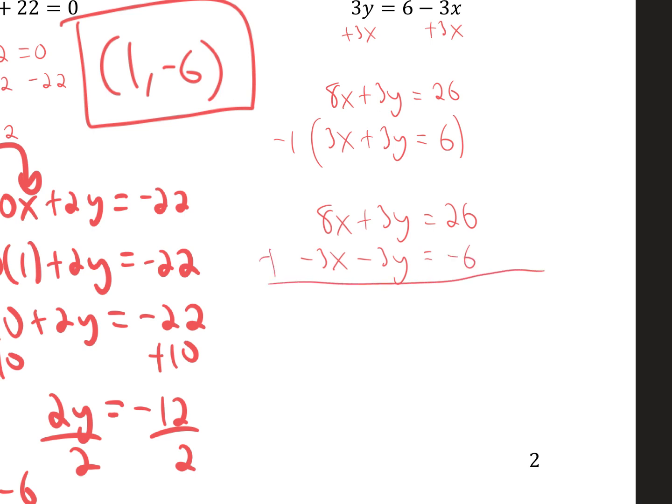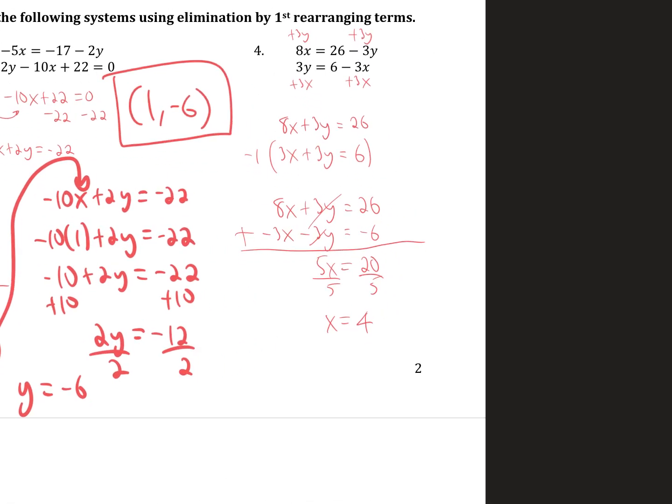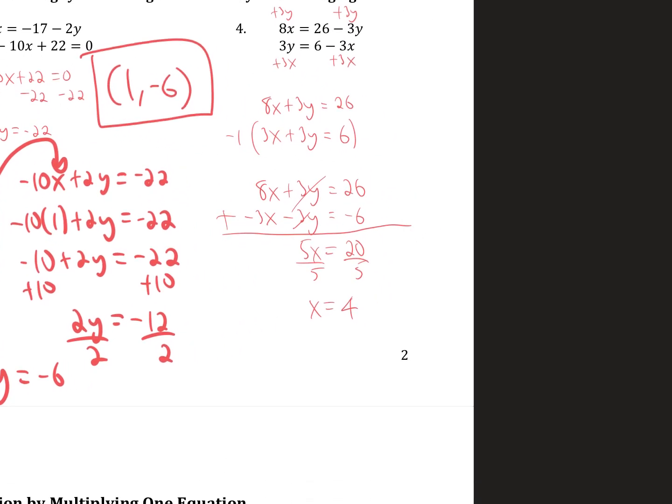Now we have opposites. We can add straight down. These are going to cancel or eliminate. 8x minus 3x is 5x equals what? 20. Divided by 5. We get x equals 20 divided by 5, which is 4. Not quite done yet. We need to make sure we solve for y now.